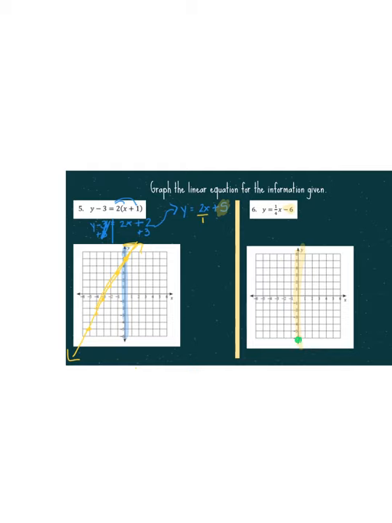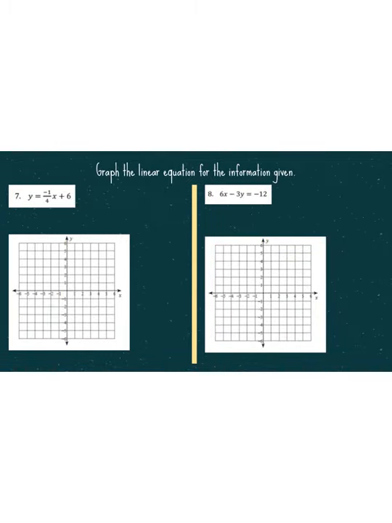Okay, and then it says 1/4 x. So that 1/4 says I'm going to go up 1 and then to the right 4. 1, 2, 3, 4. Up 1, and I can't go to the right 4. Okay, well, let's look. Can I go down 1 and to the left 4? Nope. So I have nowhere else that I can go with that. So then I'm just going to draw my line right in. So that was a relatively simple one because it was already in y equals.